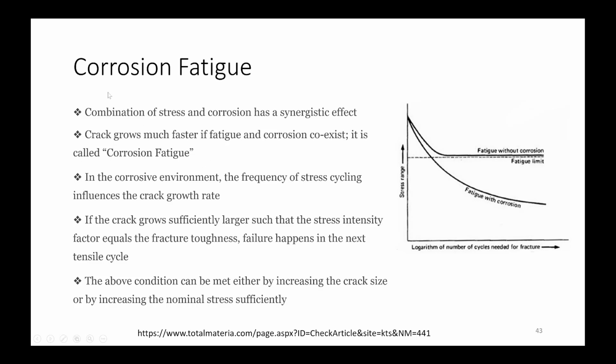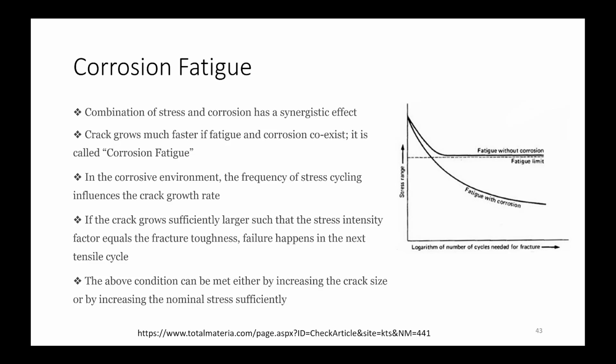Another phenomenon related to fatigue is corrosion fatigue. In this case, there will be a combination of stress and corrosion. They can have a synergistic type of effect. The crack grows much faster if fatigue and corrosion coexist. It is called corrosion fatigue, and in the corrosive environment, the frequency of stress cycling influences the crack growth rate.